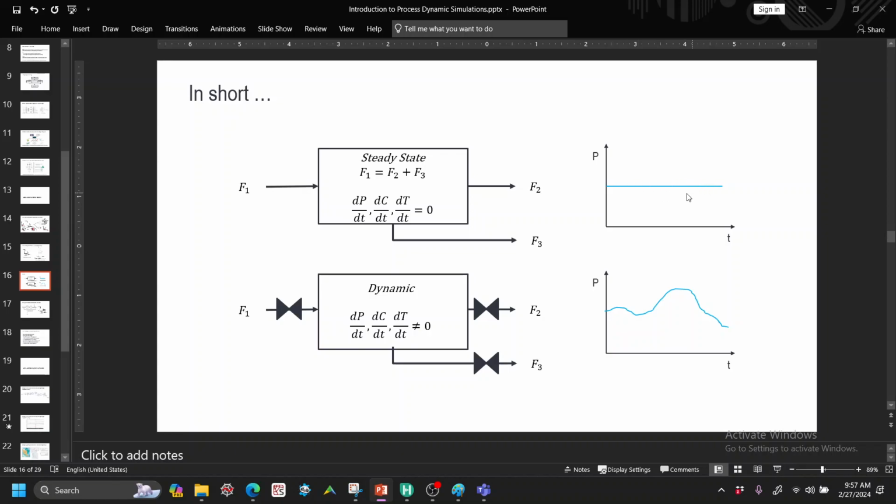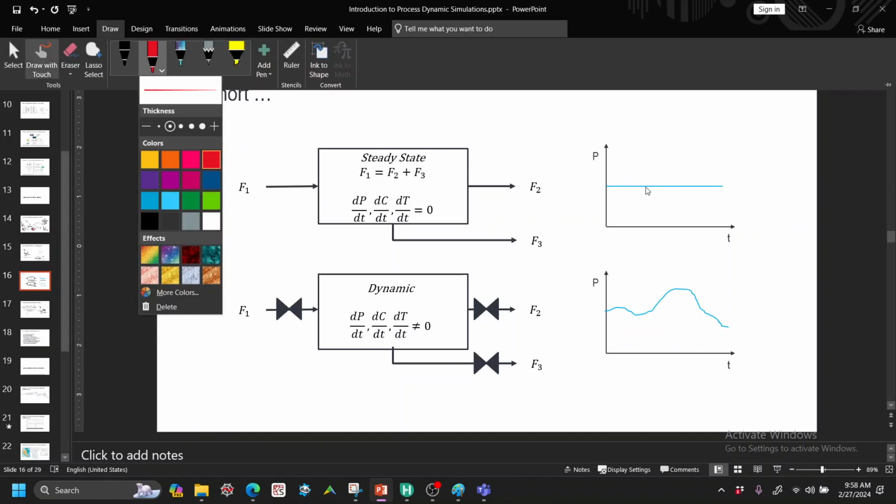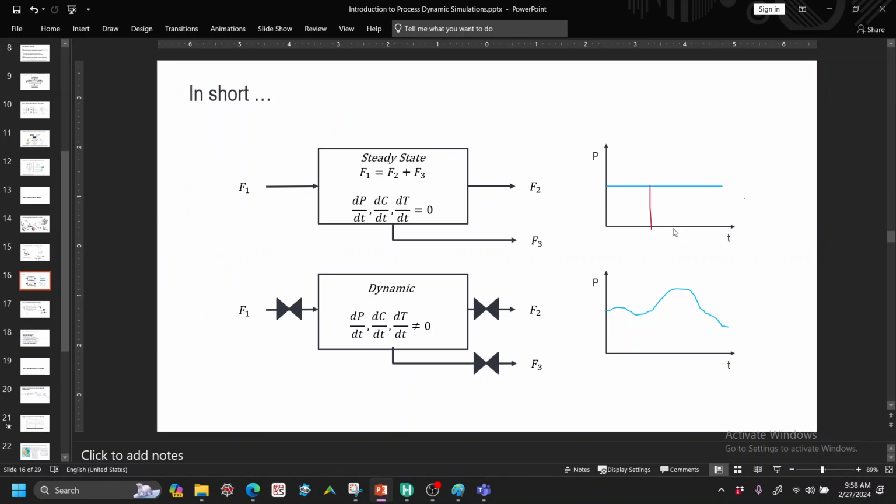Right? So if you see this line, your dP/dt, for example you have this one, t, this is your dt. This is your P2, and then dP in here equals zero, and your dP/dt obviously equals zero, and hence this is a steady state situation. And the dynamic, well, it always has a slope, either negative or positive. So that's how this dynamic simulation is different from the steady state.